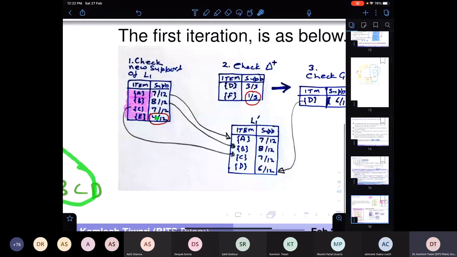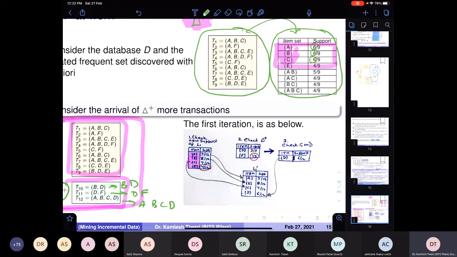Now you see that your requirement was that it should be greater than 3, because out of 9 it was 3, so greater than 33% would be there. So you see that it looks like this last item has lost the support. But there are a few more things required from A, B, C, E.